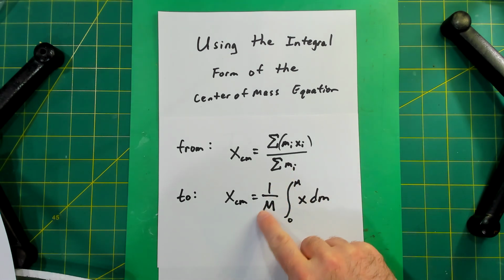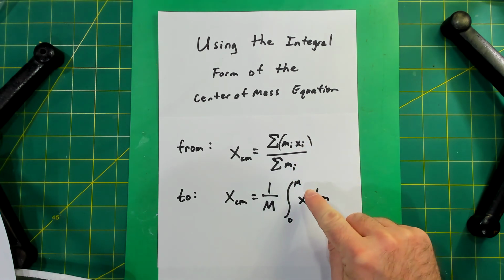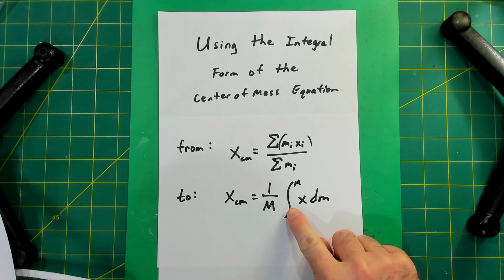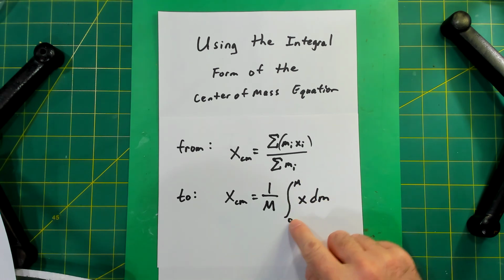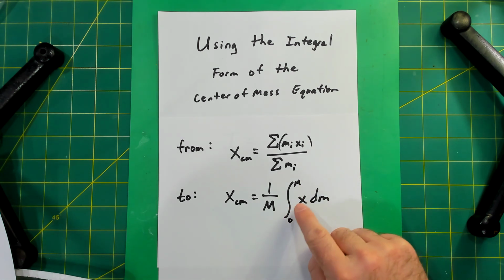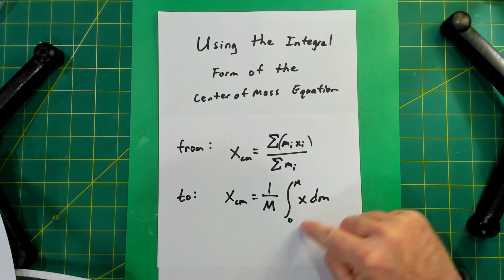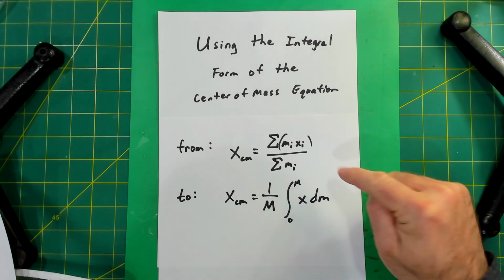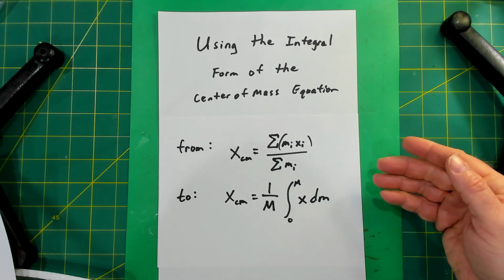And what we're doing then is we're just going to take that object, and instead of having a bunch of separate discrete masses, we're just going to add up an infinite number of little dm's, split into an infinite number of little pieces, and add up each little piece times its position, and add them up until we've added up the total mass, big M, of the object. And divide by that total mass of the object. And so that's just using an integral form of the center of mass equation. And so that's the idea. I want to show you using an example.